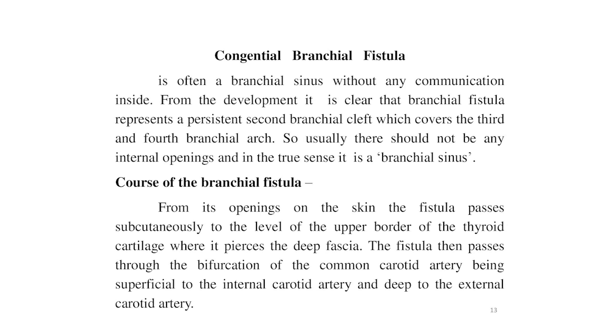As the fistula arises from the second branchial cleft, being covered by the second branchial arch superficially, all the structures derived from the second arch will be superficial to the fistula, and the structures developed from the third branchial arch will lie deep to the fistula.